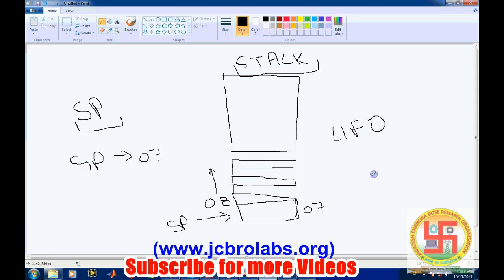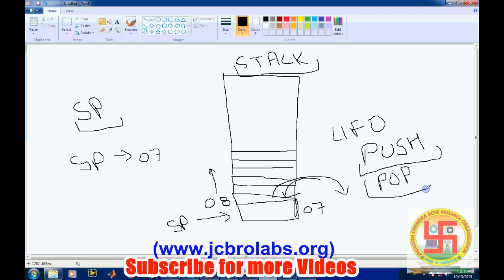How does the data go into the stack and get taken out of the stack? There are two operations, push and pop. In the push operation, we put the data in, and in the pop operation, we take the data back. How it happens, we'll discuss when we cover the push and pop instructions. In other words, the stack starts from 08, its starting address is 07, and it keeps incrementing. Register bank 1 has conflicting addresses with the stack in the case of the 8051 microcontroller.